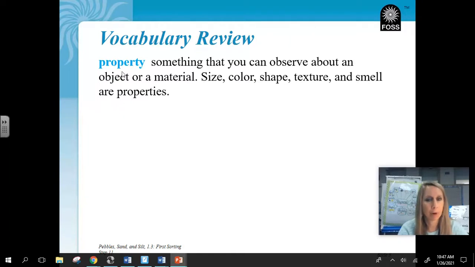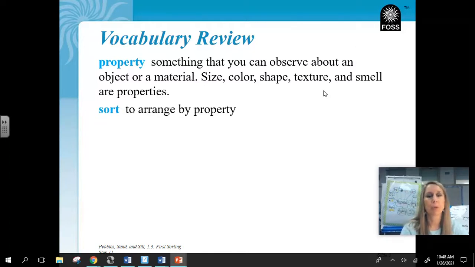So again, what is a property? We keep talking about properties of rocks. That's something you can observe. You're going to observe with your eyes, maybe with your hands, with all of your senses. You can observe about an object or material. It could be about the size, color, shape, texture, smell. Those are all properties. So yes, you can even smell. What you'll notice is we don't talk about taste. That is not something we will ask you to do at all. So make sure you do not do that, because that's not a safe way to test out things in science.